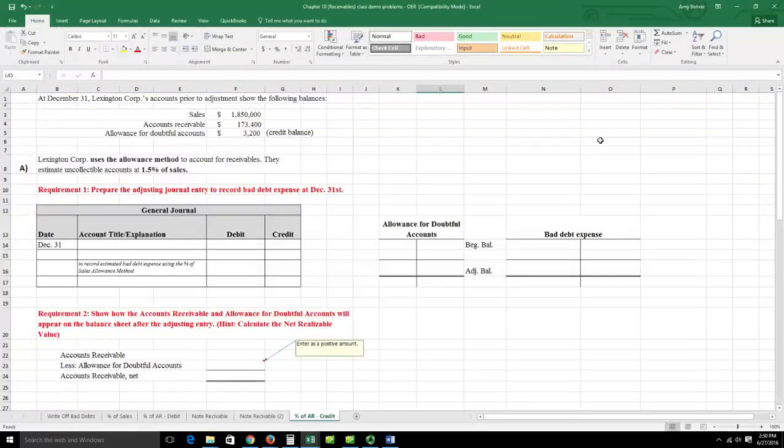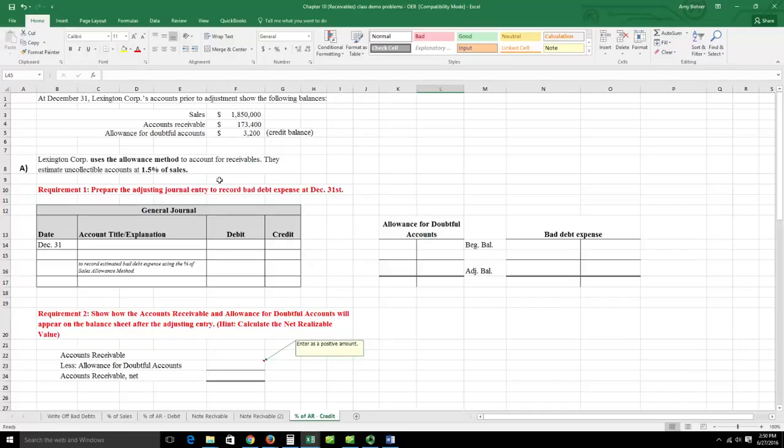So I've got a problem here that's very similar. It says at December 31st, Lexington Corp's accounts prior to any adjustments show the following balances. So this is the same thing as what the problem was saying. The problem just said that these are the unadjusted balances. This is the same thing. So Lexington Corp has sales of $1,850,000. They have accounts receivable of $173,400, and they have an allowance for doubtful accounts of $3,200 credit balance.